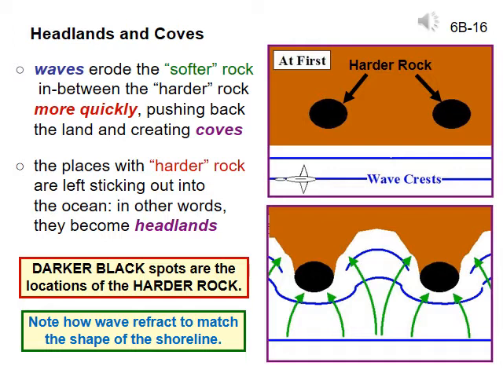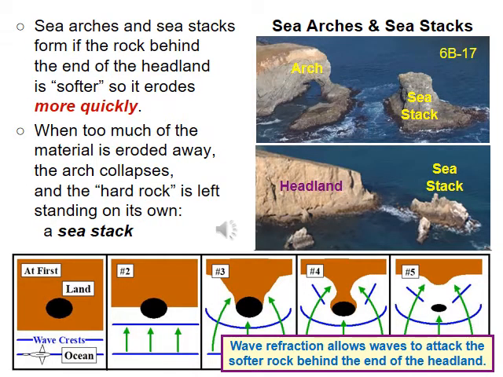Sooner or later the wave-resistant rock will completely erode away. It just erodes slower than the less resistant rock. Along the coast of California, igneous rock, cooled lava, tends to resist erosion better than sedimentary rock, rock made of stuck-together sediments. Slide 17. Sea arches and sea stacks.